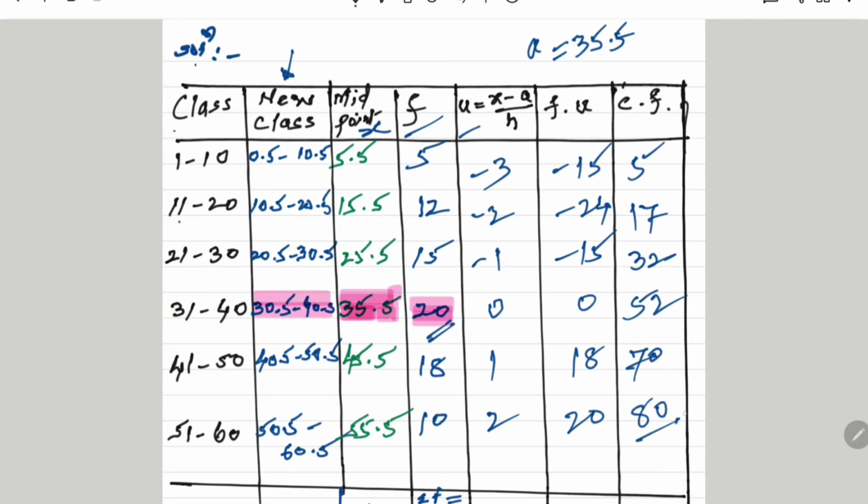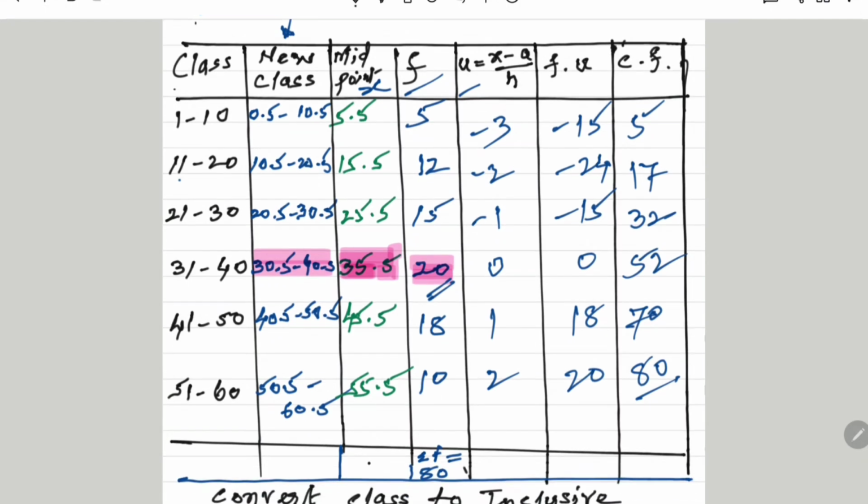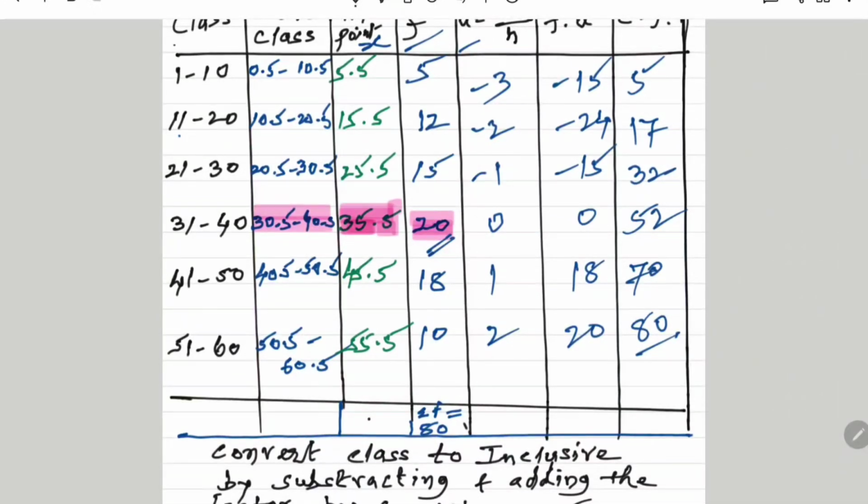This last value of CF must be equal to the sum of the frequencies. Therefore, if we add the values of f, 5 plus 12 plus 15 plus 20 plus 18 plus 10, it comes as 80. Therefore, these two values are equal. Then one more column, that is the sum of f into u.